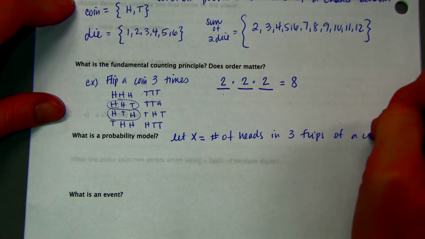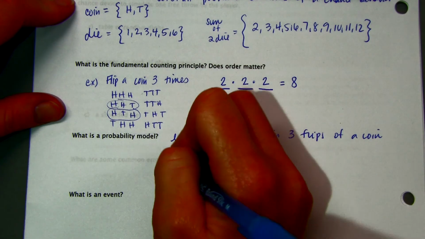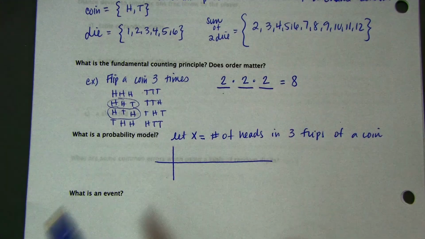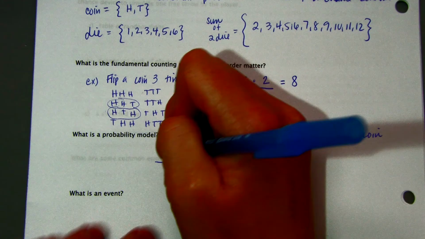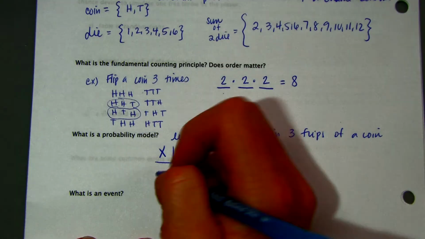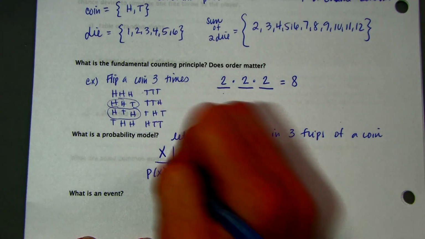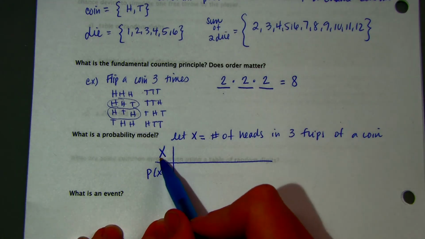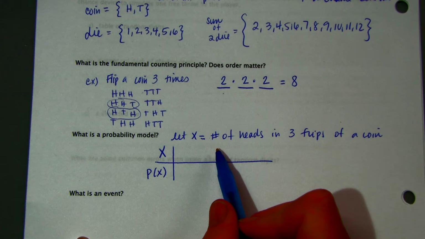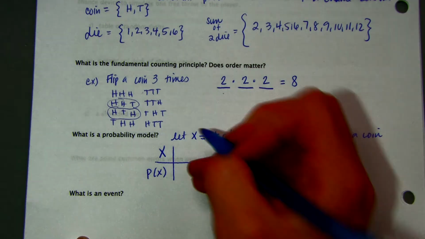So I'm going to make this little chart here. It's like a sideways T chart. And so I'm going to put X here, and then I'm going to put P of X, the probability of that event. So the smallest number of heads that are possible in 3 flips of a coin is 0. I could have tails, tails, tails.